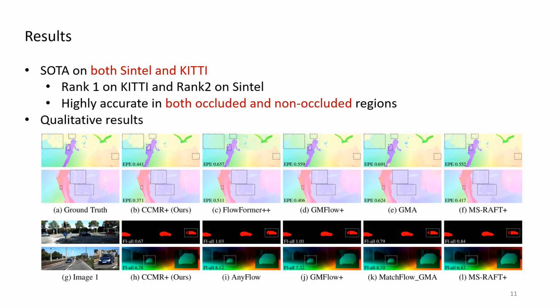CCMR achieved state-of-the-art results on both Sintel and KITTI benchmarks. It was rank 1 on KITTI and rank 2 on Sintel, and it yielded highly accurate results in both occluded and non-occluded regions. If you zoom in the paper in these flow fields, you can see how detailed our results are compared to other state-of-the-art methods.